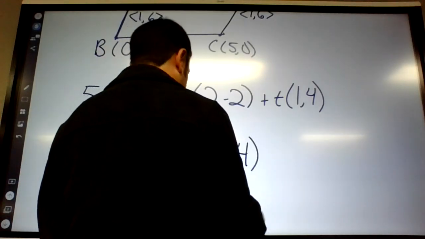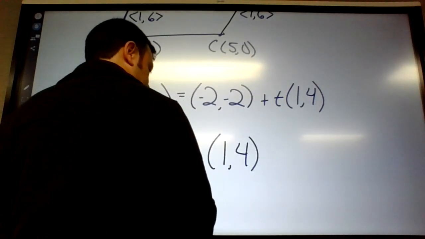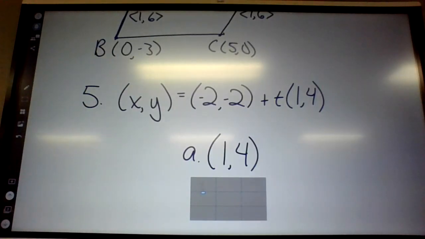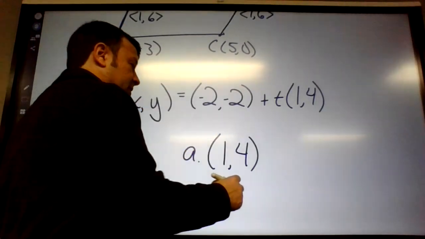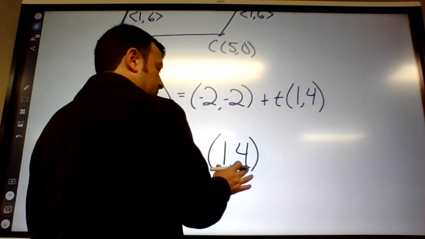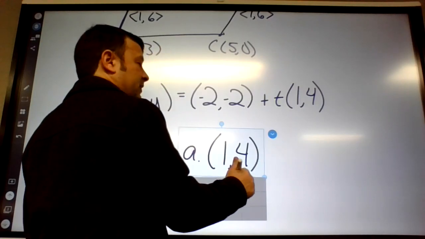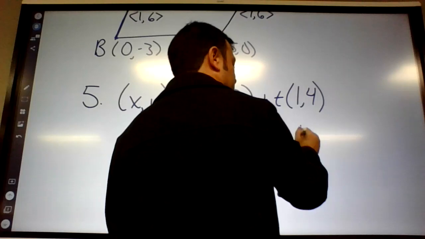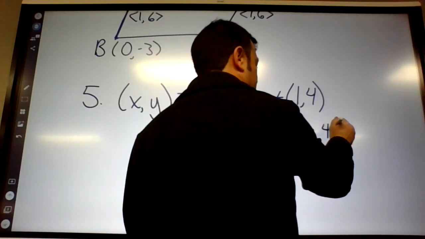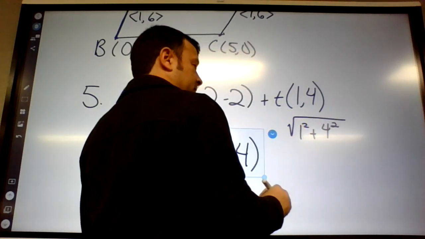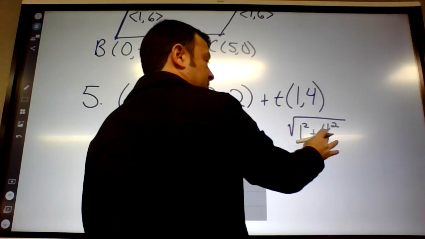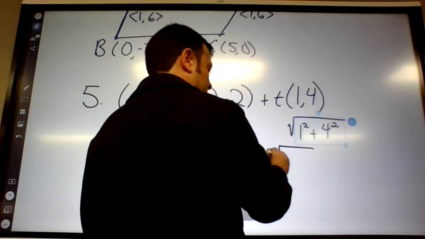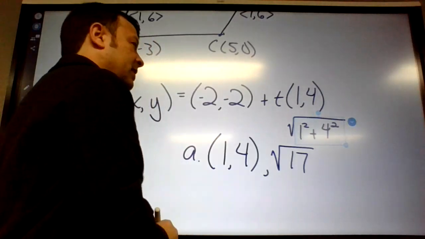So for the first part, it's 1, 4. Oh, and then the magnitude. What would the magnitude of 1, 4 be? Do you guys remember how we found this? Right, basically it's the Pythagorean theorem. We just did 1 squared plus 4 squared, and then took the square root of that. Doesn't come out very nice. 16 plus 1, square root of 17. You just leave it like that.